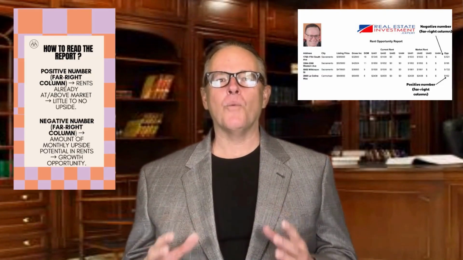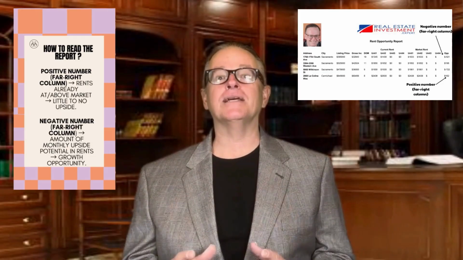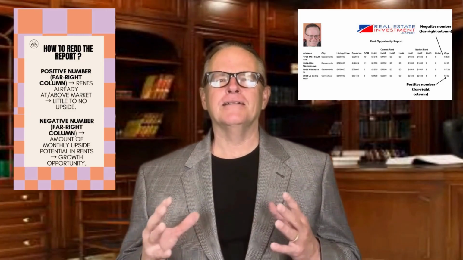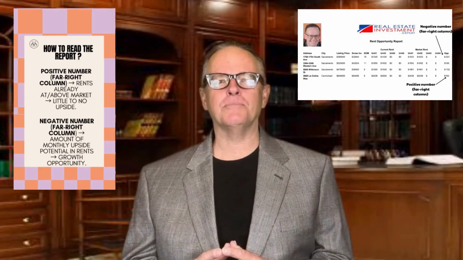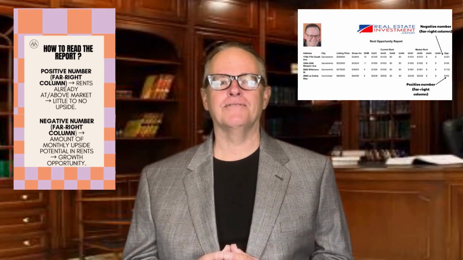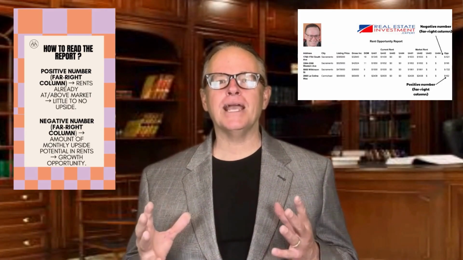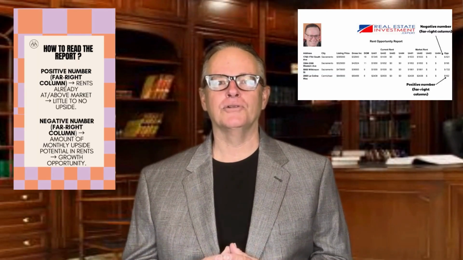Once we've done this, the report will reconcile the current rents versus the long-term market rents. When we look at the far right-hand column of the rental opportunity report, you will see a positive or a negative number. If you see a negative number, this is the amount of money monthly that the rents can be raised over time. If there's a positive number, the rents are already at fair market value or above fair market value. As the report title implies, this will show us which properties have the best long-term opportunity.